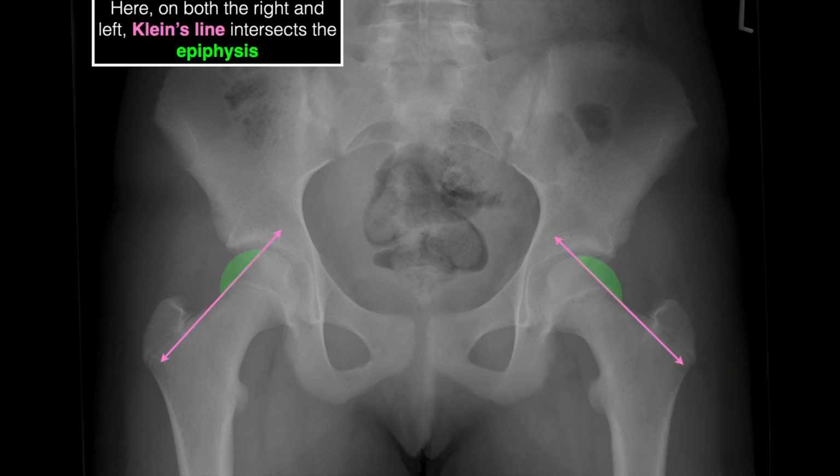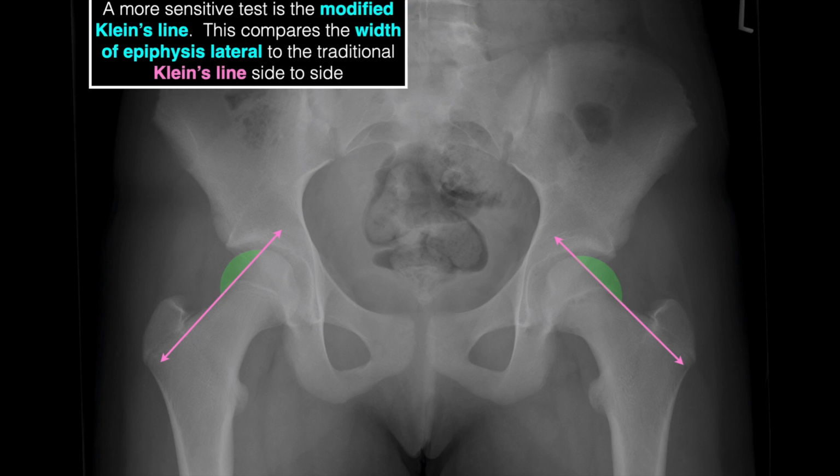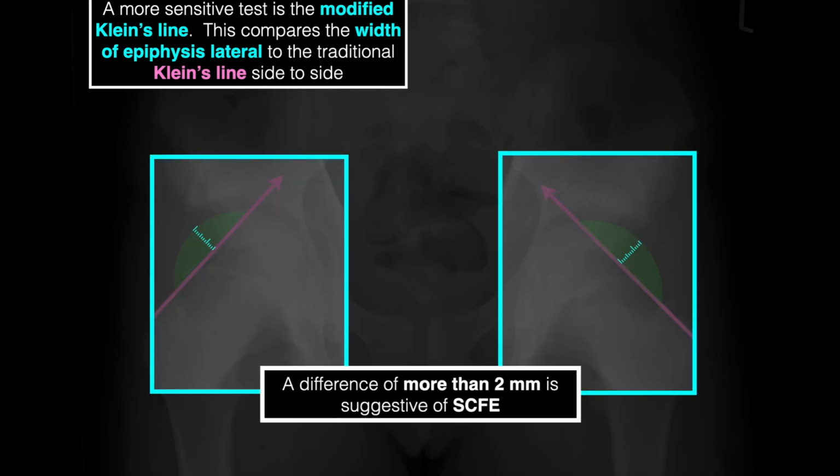Here, on both the right and left, Klein's sign intersects the epiphysis. On a normal AP view in early SCFE, before much of the slipping has occurred, Klein's line can be normal. A more sensitive test is the modified Klein's line. This compares the width of the epiphysis lateral to the traditional Klein's line side to side. A difference of more than 2 millimeters is suggestive of SCFE. In this particular case, that was also negative.